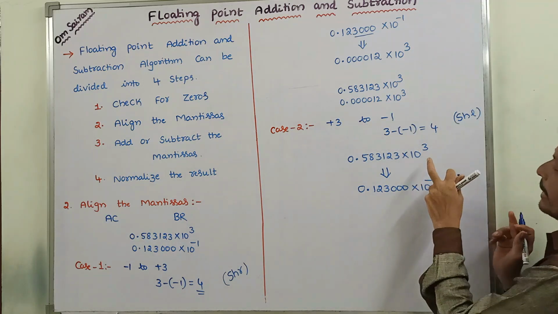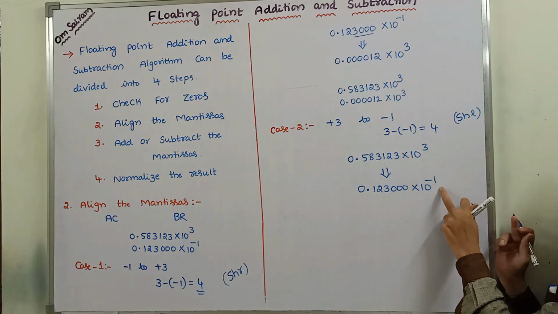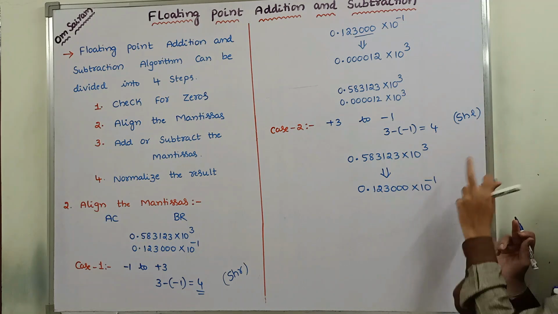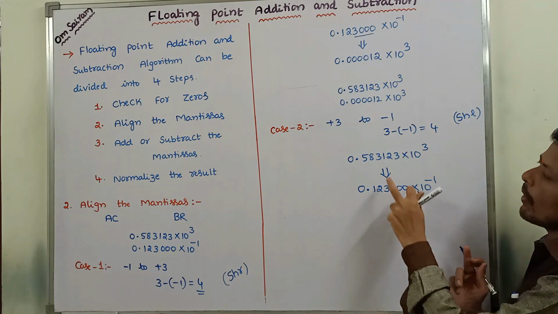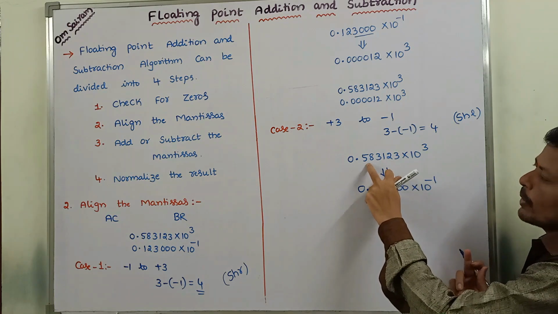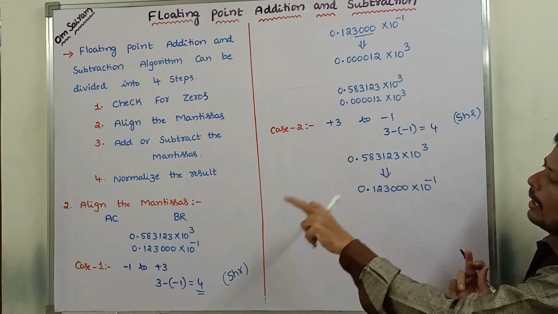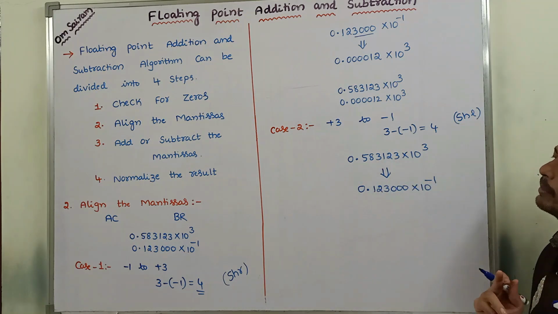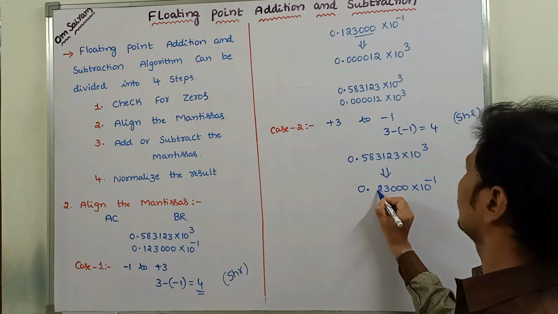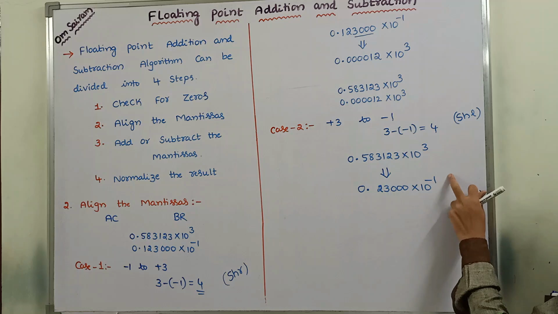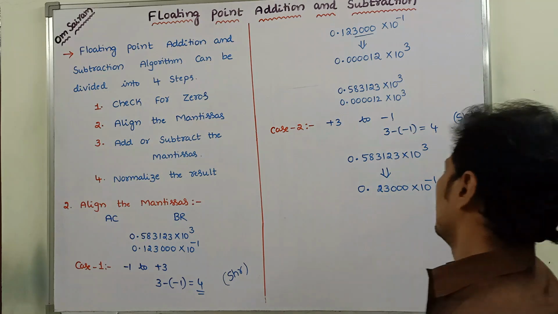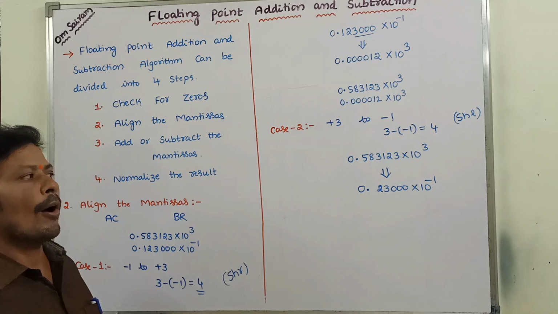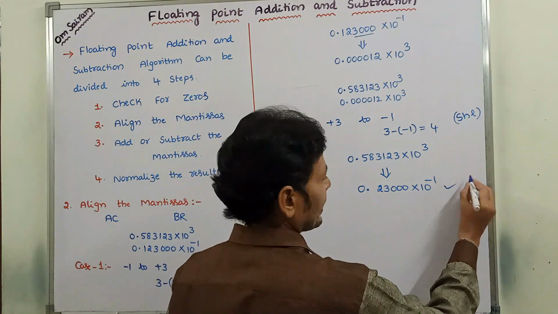So we have to decrement the exponent value from plus 3 to minus 1. How many positions do we have to perform the shift left operation? Four times on the mantissa of the first floating point number. The first time we perform the shift left operation, this bit is eliminated. Second time this bit is eliminated. Third time this bit is eliminated. And fourth time this bit is eliminated. Then we are getting 0.2330 zeros into 10 power minus 1. So after performing the shift left operation four times on the mantissa of the first floating point number, we are getting this result.